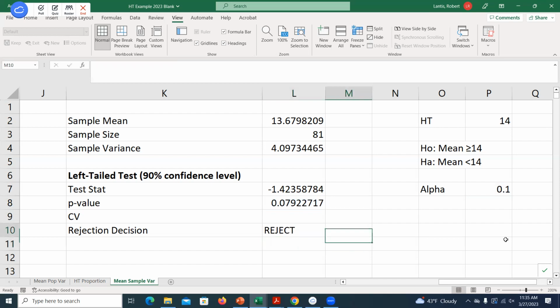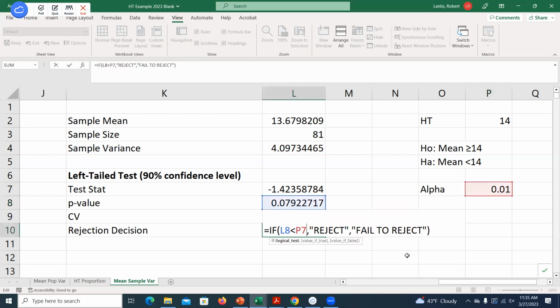And then if I wanted to play around with this, can I reject with 99% confidence? No, I can't. Questions on that? Everybody get this okay? Should be exactly what we had before.